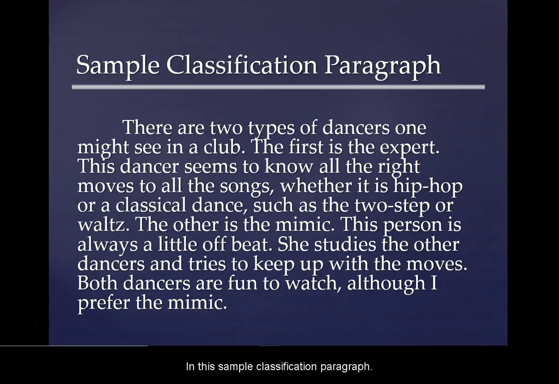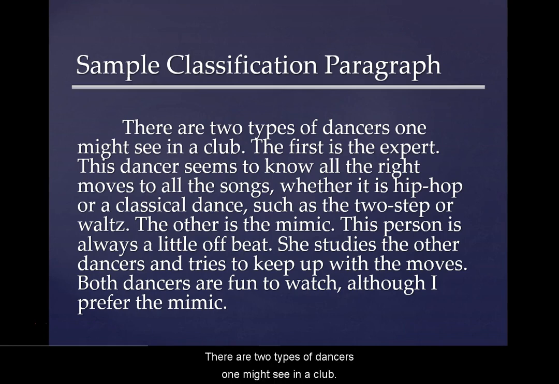In this sample classification paragraph, the writer identifies 2 types of dancers, opens with a topic sentence, offers 2 major details and minor details to support the major details, and ends with a summary sentence.